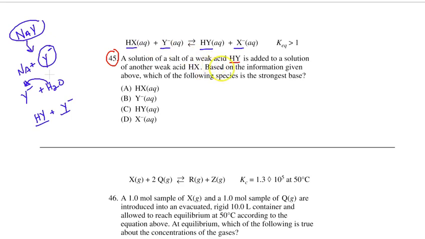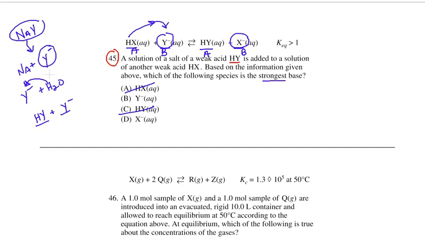Based on the information given above, which of the following species is the strongest base? So is this the strongest base or is this the strongest base? That's not a base, right? Conjugate bases have the ability to absorb protons. These guys are proton donors, right? HX going to X negative means they've donated the proton either to water or maybe this Y. So these are acids. This is the base. This is the acid. This is the base.